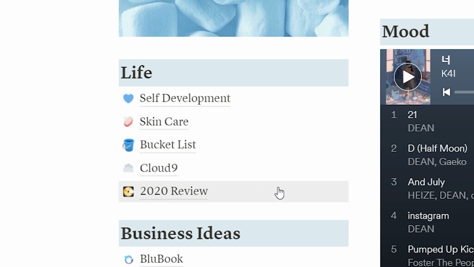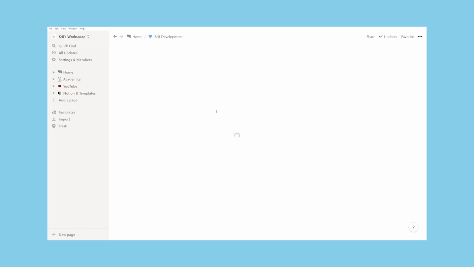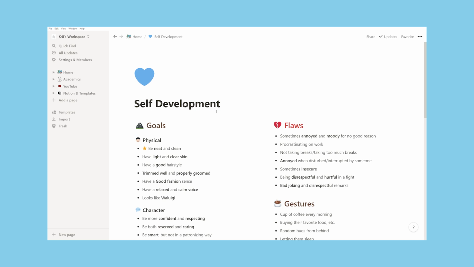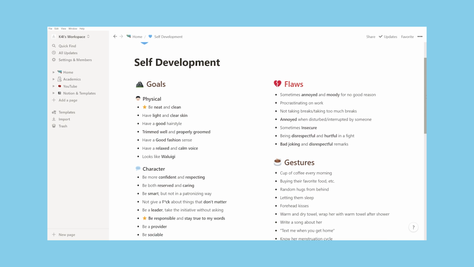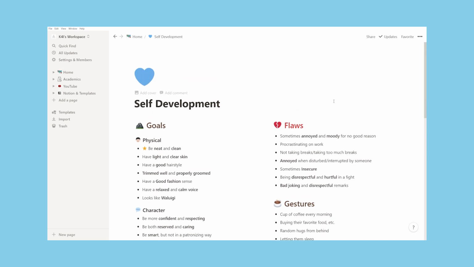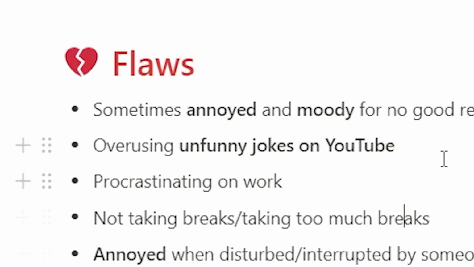The first page I have here is my self-development page, where I jot down things about me that I want to improve on. It seems like a very cliche thing to do, but I feel like it's a good way to solidify the things that I want to improve about myself. I have different categories such as looks, which is all about physical health, relationships, so that I can improve my relationship with other human beings, and flaws, which is a list of my flaws.